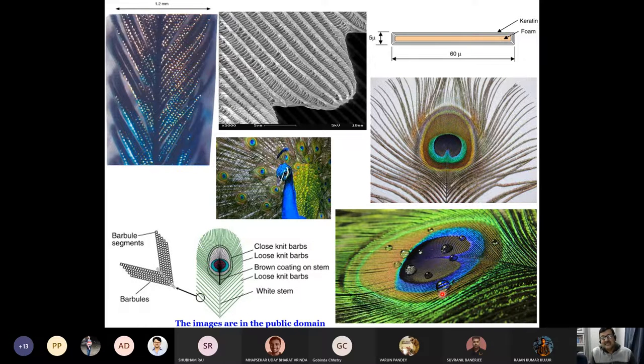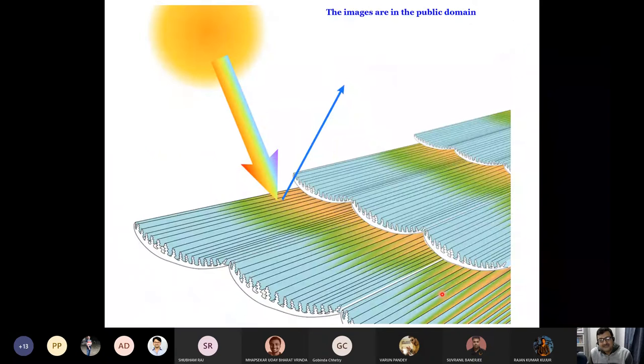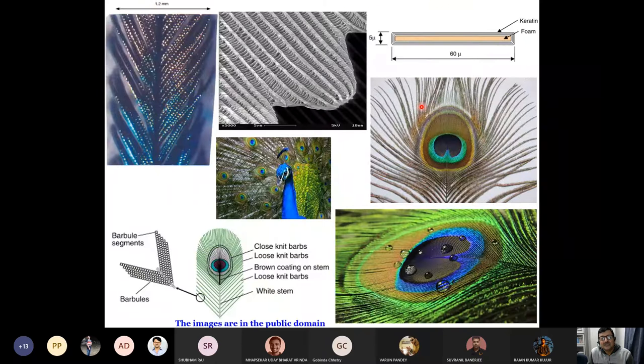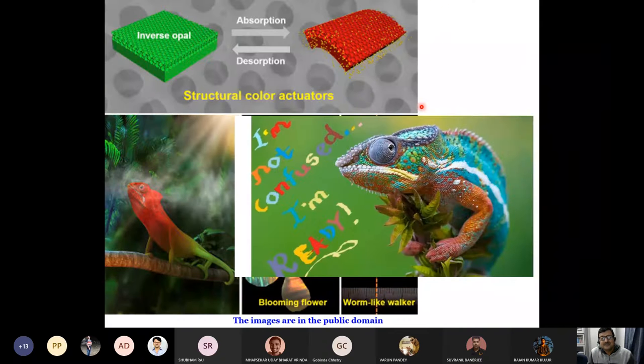Whereas here, it is the light reflection. It is not absorption, it is the reflection that is leading to the emission. The rest of the lights are getting absorbed into the system, whereas only one of the lights is getting emitted. So these are called the structural colors.